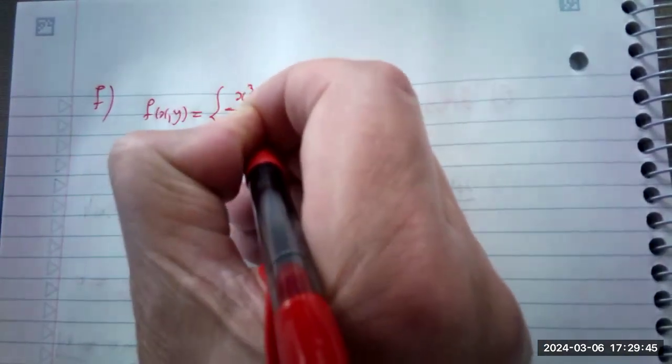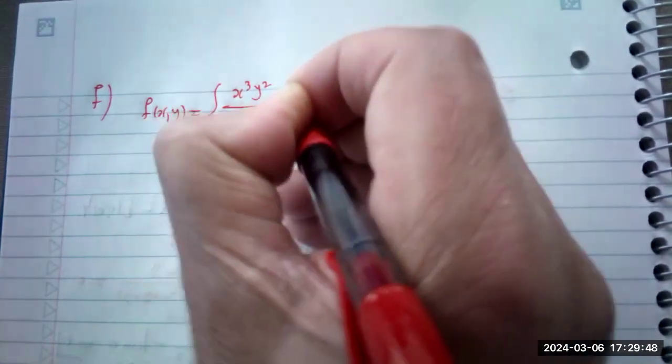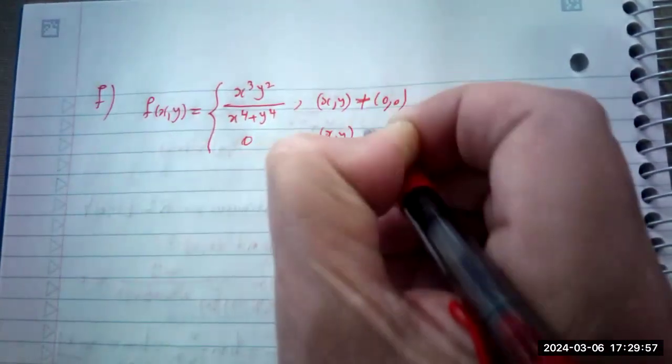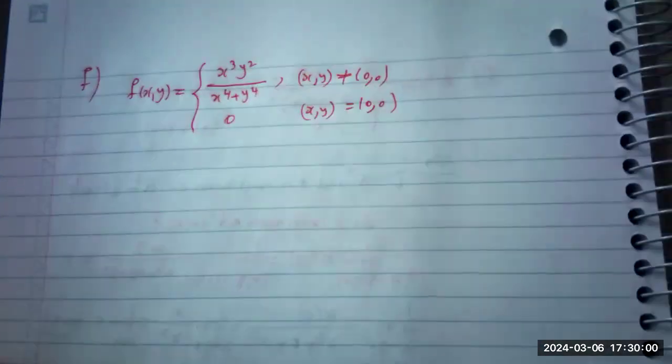So going to part F, you have all the possibilities on this review. There is nothing else they can really do; they have to give you something very similar. Part F: this is the function f of x comma y equal to x cubed y squared divided by x to the 4th plus y to the 4th when x comma y is not 0, 0, and it's 0 when x comma y is 0, 0. That's it.